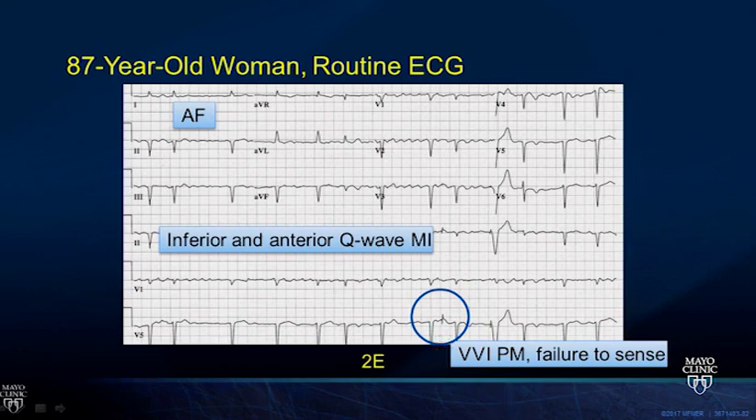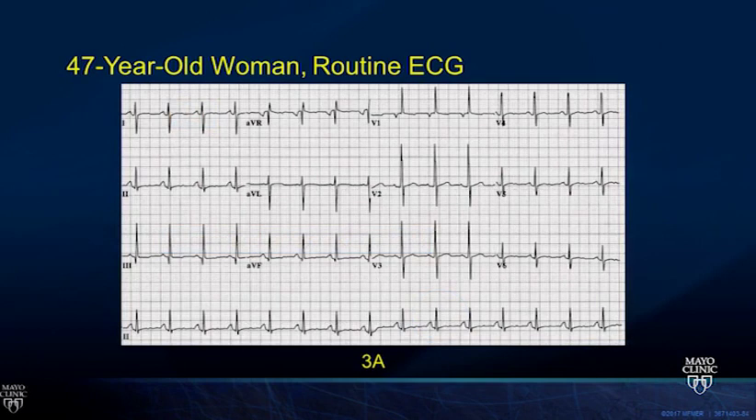This is a ventricular pacemaker. I don't know if it's VVI or not. I can't say from this particular tracing what the programming of the pacemaker is. But it's a ventricular pacemaker that didn't sense that previous QRS complex. Okay, moving on.